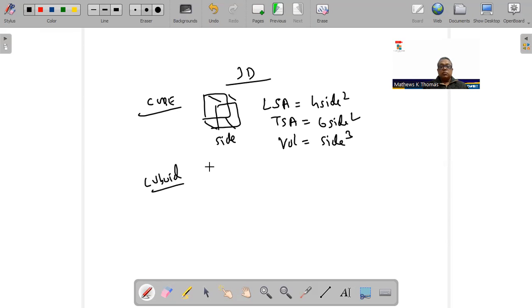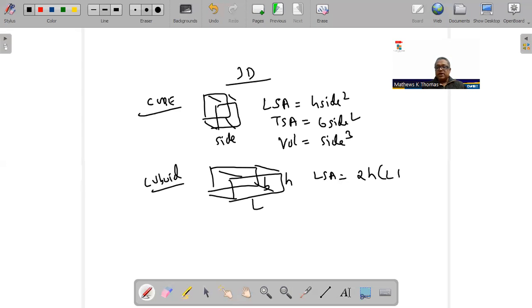If you're looking at a cuboid, we'll have 3 dimensions, length, breadth, and height. Lateral surface area, also called area of 4 walls. That means the top and bottom are open. 2h bracket L plus B. This is the lateral surface area. If all the sides are closed, then we'll use 2 bracket LB plus BH plus HL. And volume of a cuboid, we will use LBH.